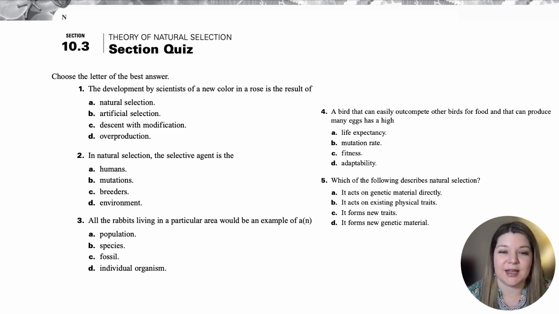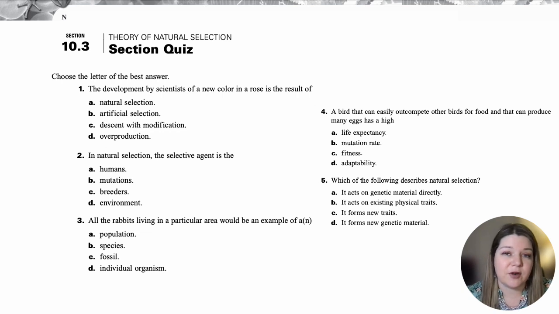The development by scientists of a new color in a rose is the result of B, artificial selection. The key here is it's talking about scientists developing this new color, so they are artificially selecting it. Number 2, in natural selection, the selective agent is the D, environment. A selective agent means what is the thing that is causing a trait to be beneficial or not. That all has to do with the environment.